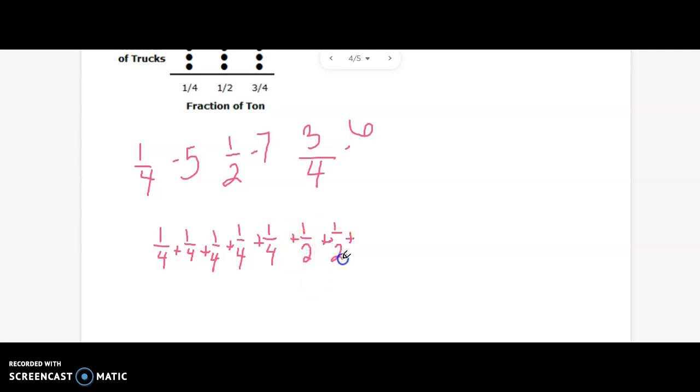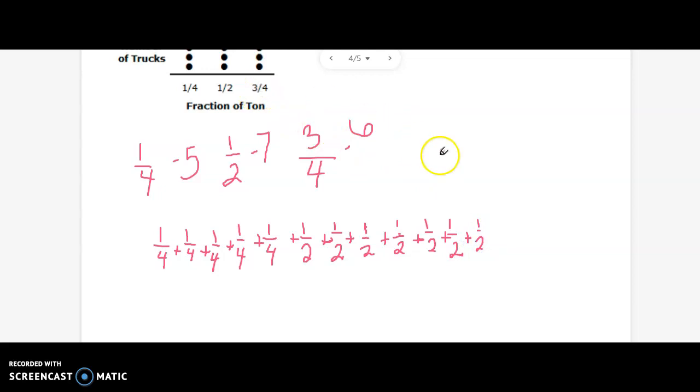1/2, 1/2, 1/2. See what I'm doing? I'm just adding every single one up. Now, I'm not going to do it this way. 1, 2, 3, 4 plus 1/2. 1, 2, 3, 4, 5, 6, 7. Whew, it's a lot.